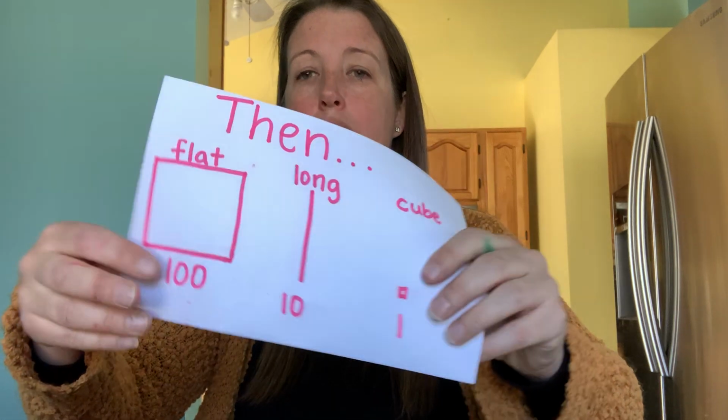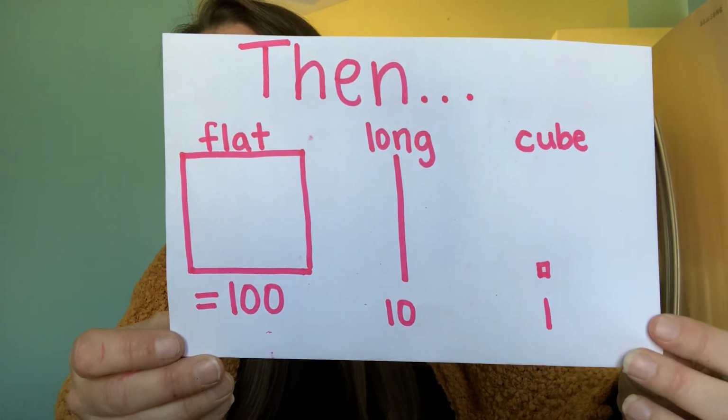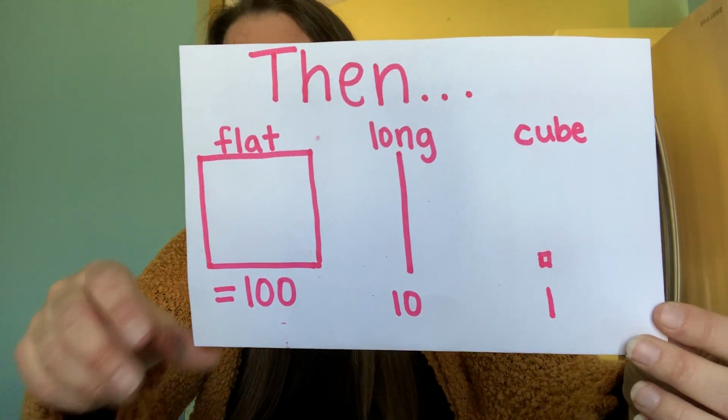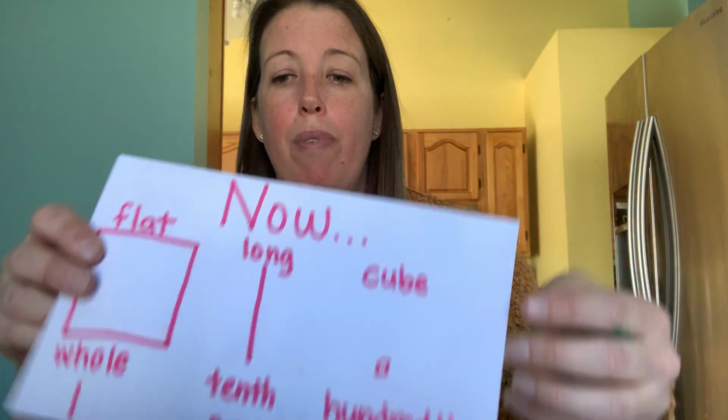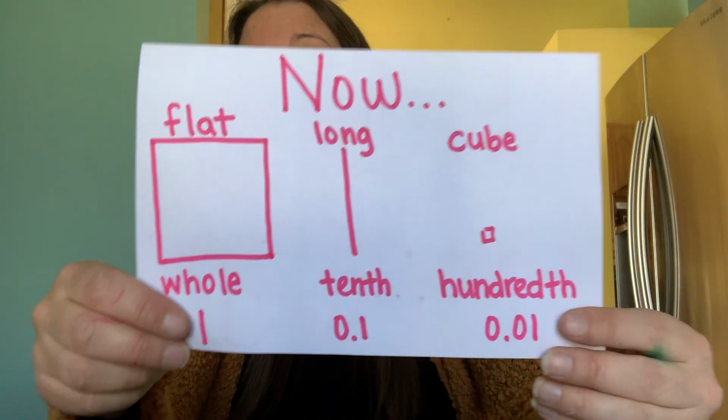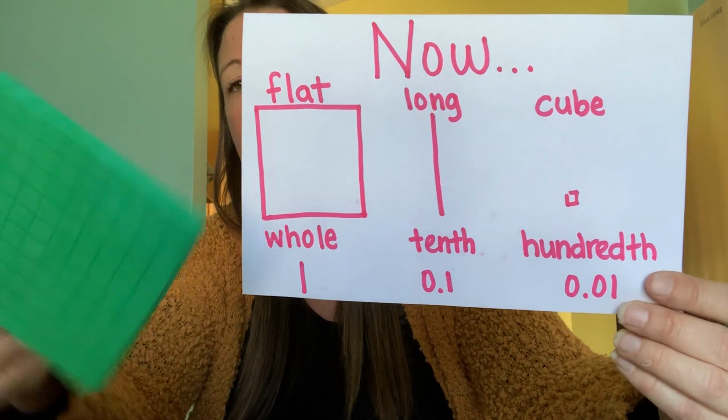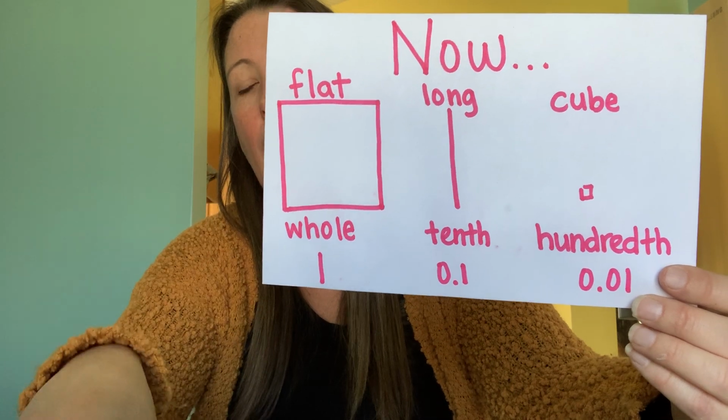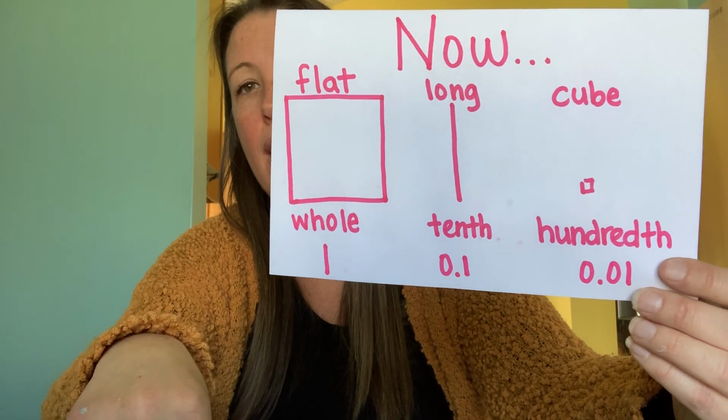So again, this is what we used to believe our base 10 blocks represented, and now they're going to change, okay? So now we are going to call our flat 1 whole, our long 1/10, and our cube 1/100. So if I have 2 flats, these are no longer going to be 200. Instead, 1 whole and another whole is 2. So this just has a value of 2. 2 pizzas, 2 cakes, $2.